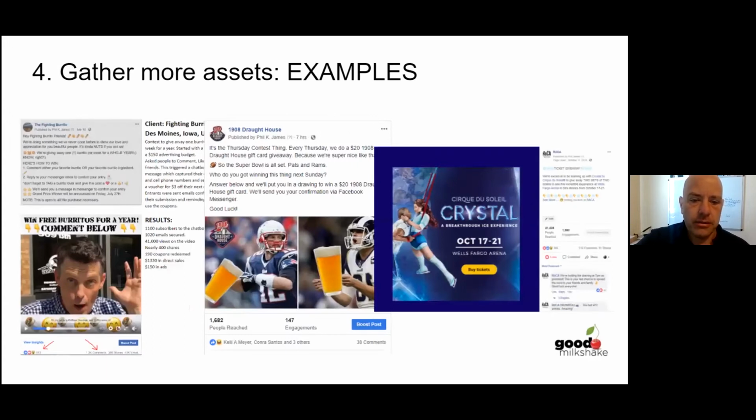Another couple of things, just various clients giving away tickets. This is a Cirque du Soleil thing from a couple of years ago, and this is for the Super Bowl a couple of years ago. And then we also did some for another client here. We did a contest, I think it was just a free burrito for a year, and it ended up in just 1 week bringing an extra $1,300 in sales.